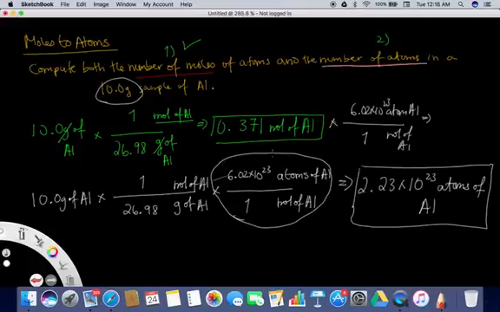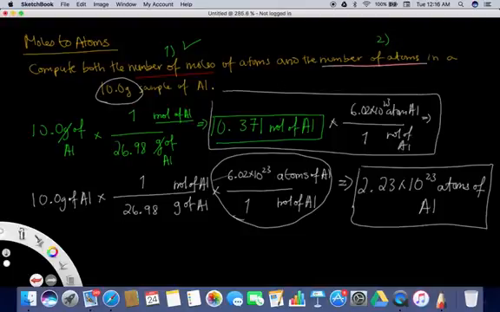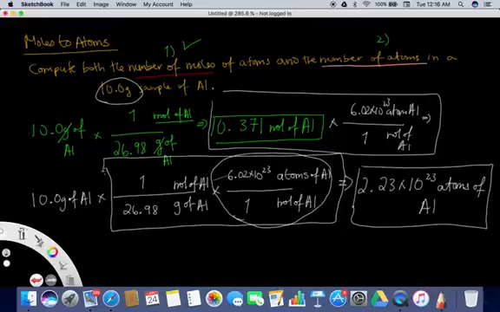So hopefully this video better clarifies the moles to atoms conversion, which we can show here, and which we can also show in this step, and how we utilize Avogadro's number to make this conversion.